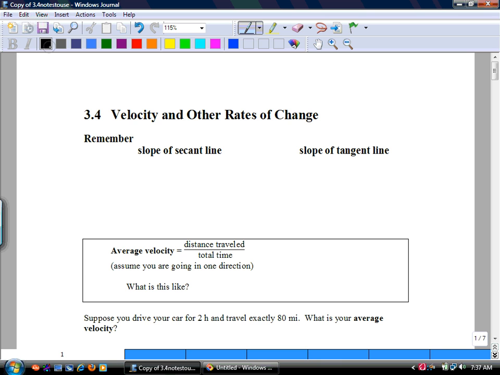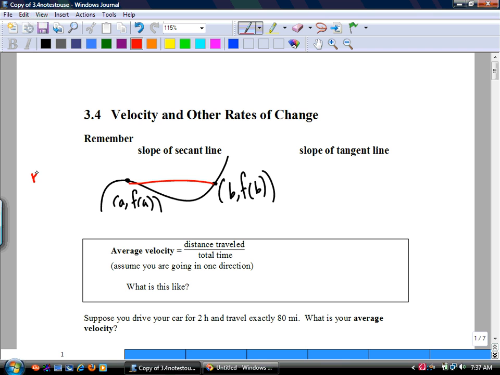Okay. So slope of the secant line. If we have a curve and we have 2 points, A, f of A, and we have another point, B, f of B, the slope of the secant line is just, well, that's not very slopey, but whatever. m equals f of B minus f of A over B minus A.